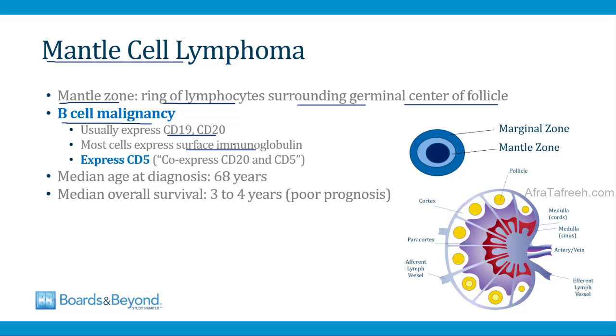And then a special thing about the cells of mantle cell lymphoma is that they usually express CD5. CD5 is normally a T cell marker, but it's found in certain B cells in the setting of malignancy. So the cells of mantle cell lymphoma are said to co-express CD20 and CD5, which means they co-express a typical B cell marker of CD20 as well as an unusual B cell marker of CD5. The median age at diagnosis is 68 years, and the median overall survival is 3 to 4 years. In general, mantle cell lymphoma has a poor prognosis, and again, it's one of the aggressive B cell non-Hodgkin lymphomas, along with diffuse large B cell lymphoma.